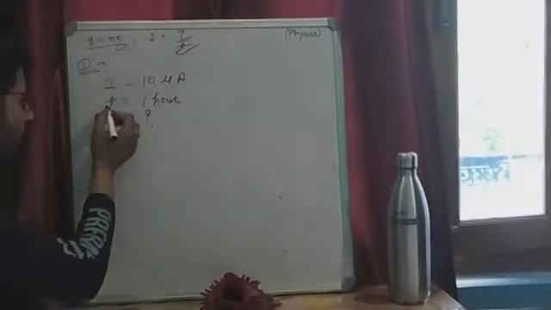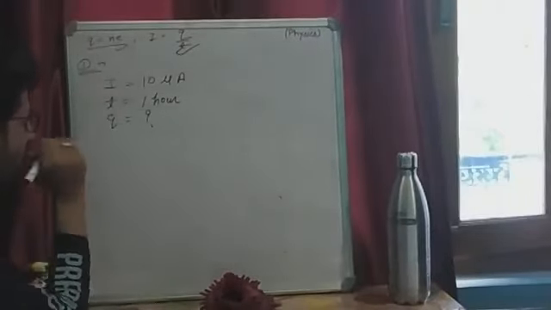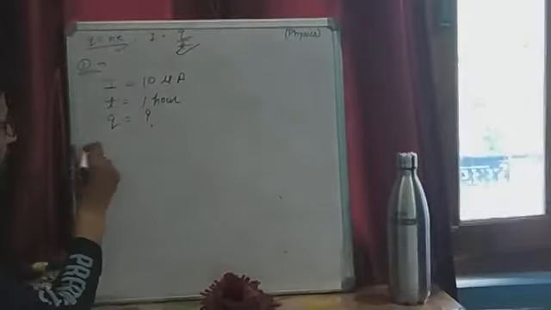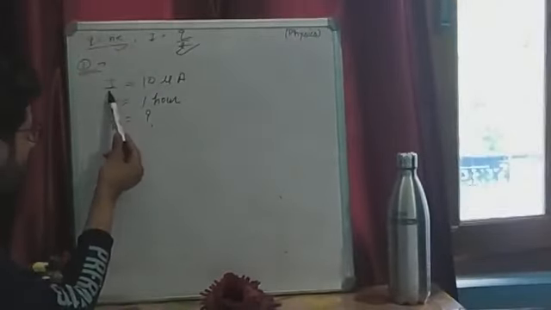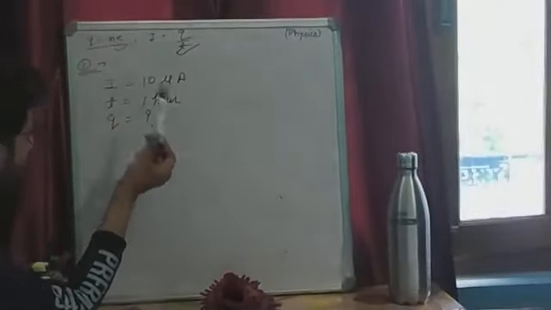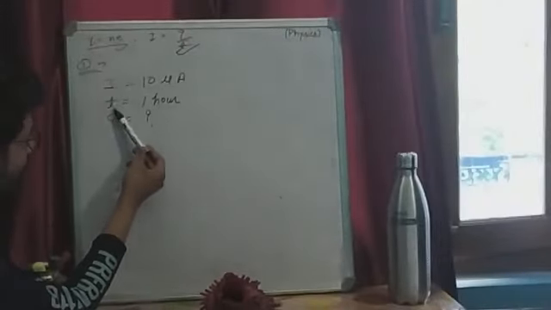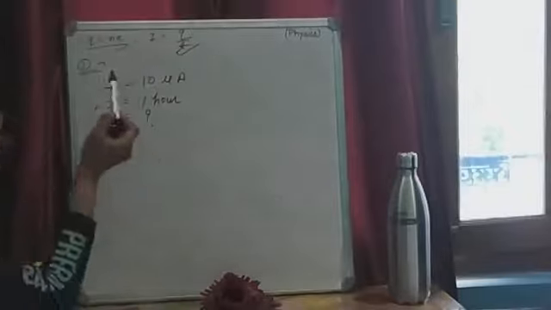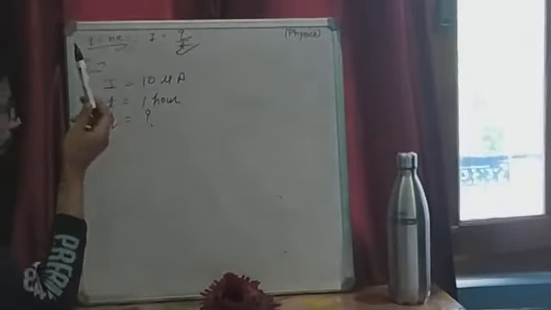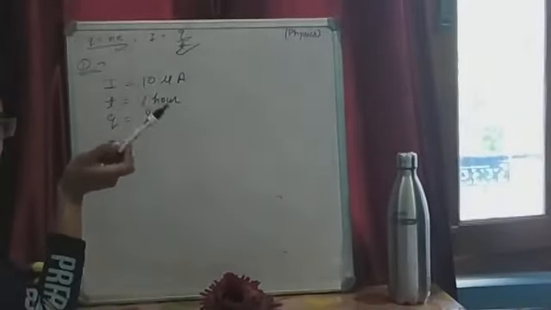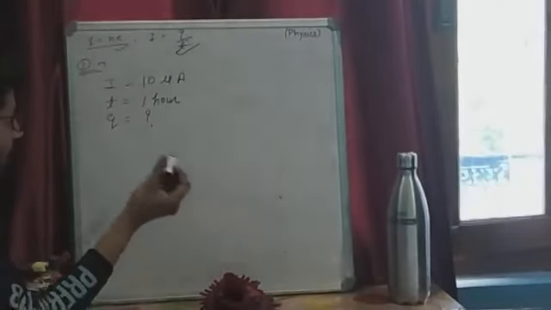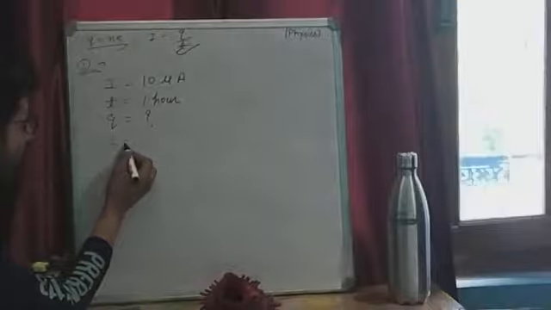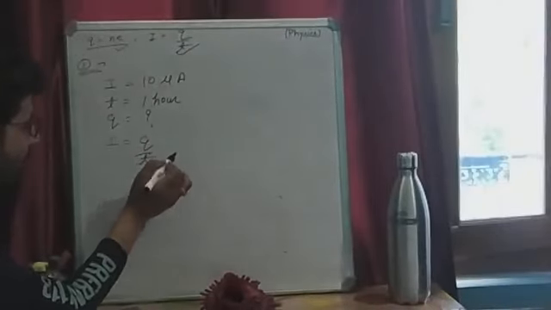Now we will do the same thing here. This is a very important thing for you. He has given us the value of electric current, that is 10 microampere, and the time, that is 1 hour. We have to find the electric charge. Then what formula will we use here? This one, I equal to Q upon T. We will use this formula, I equal to Q upon T.